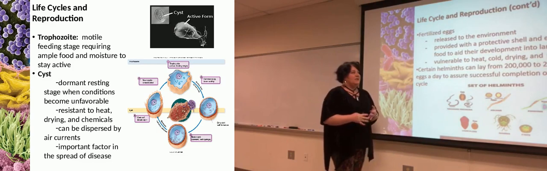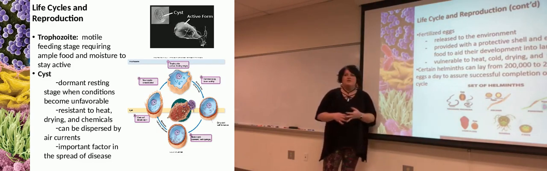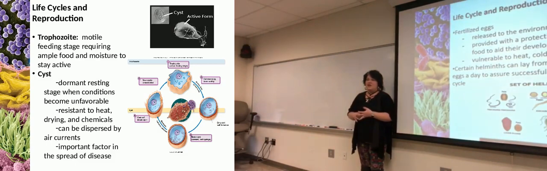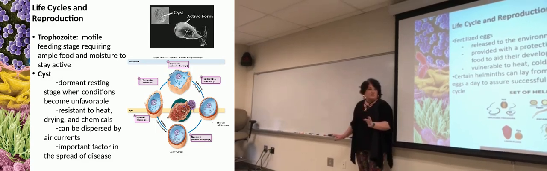Helminths will commonly lay anywhere from 200,000 to 25 million eggs in a day. So we're not just getting one or two of them that we're dealing with. It's a lot. That's because helminths take what I call the shotgun approach to parenting.